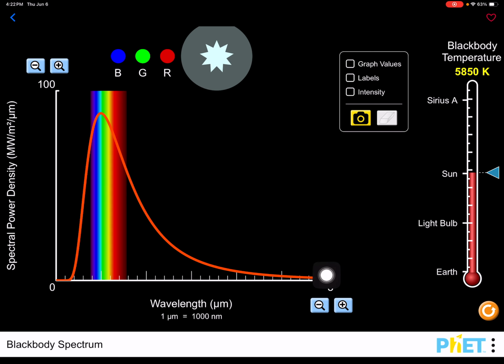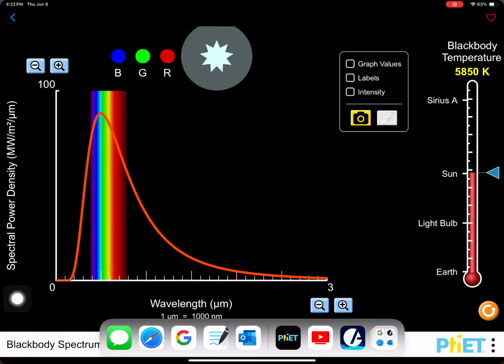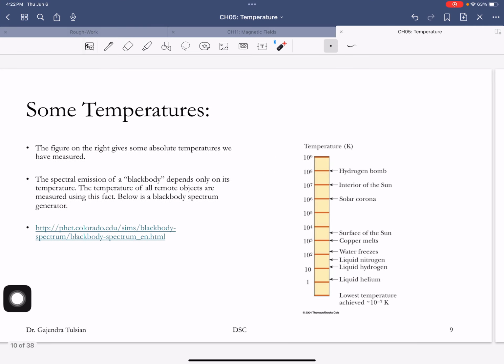And in fact, the scanning thermometer we use to measure the temperature of a human being is also based on this idea. Okay. All right.